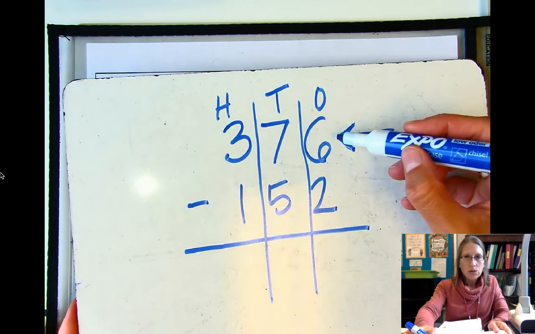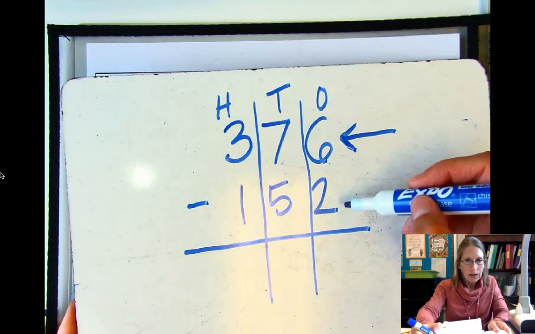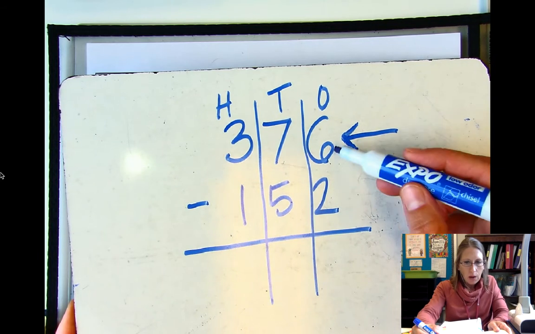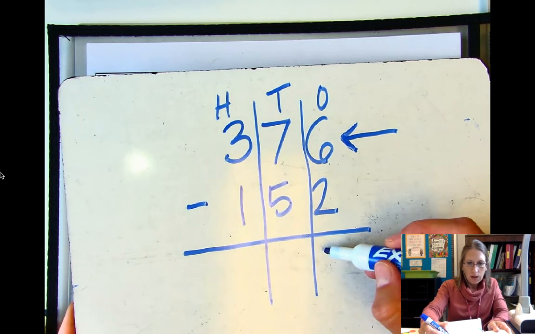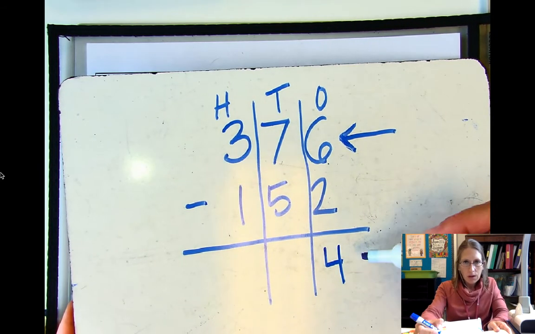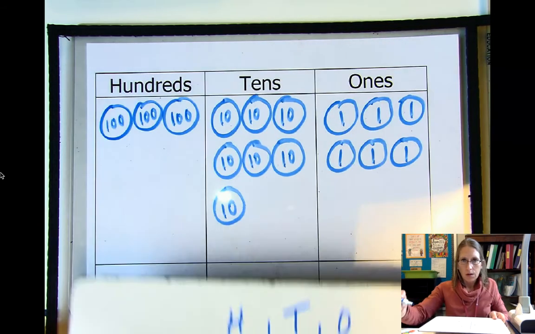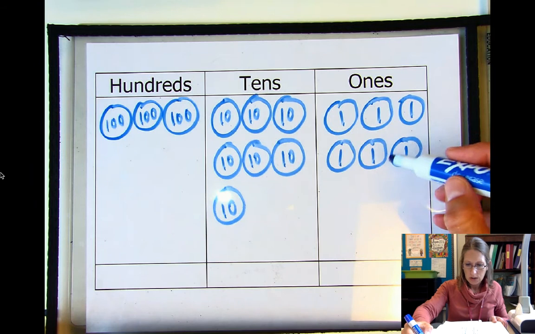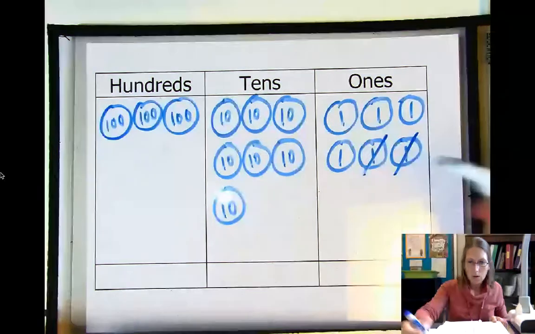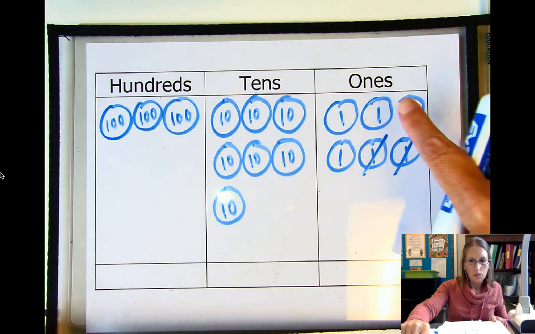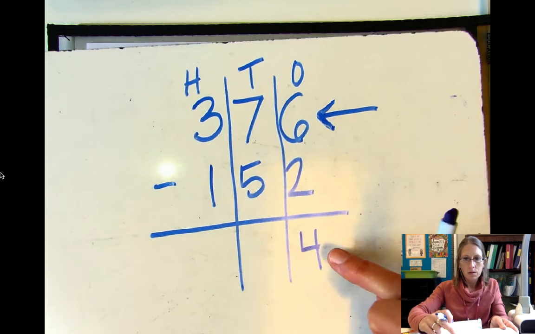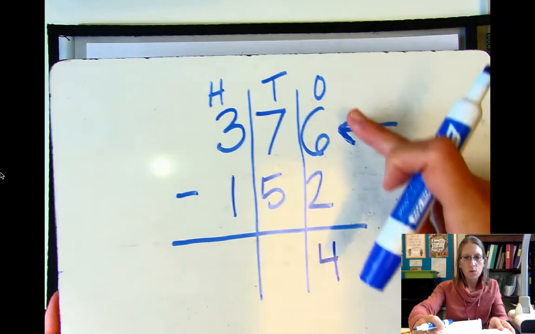Okay, so we have 6 ones minus 2 ones. And we know if we have 6 and we take away 2, we get 4, because we know 4 plus 2 makes 6. Alrighty, so here's our 6 ones. We took away 2, and then we had 1, 2, 3, 4 left. There we go. Okay, let's move over to the tens place.